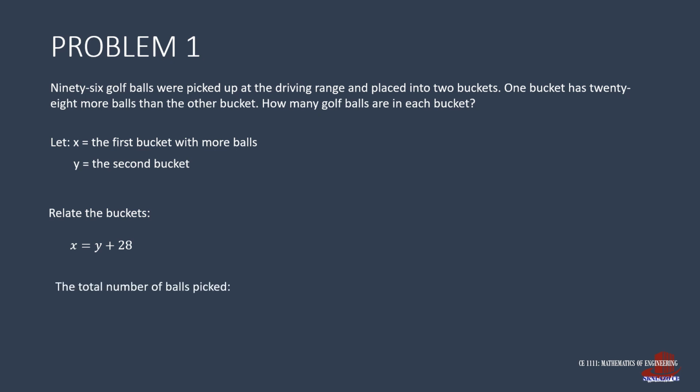Another equation to be observed is the total number of balls placed in both buckets, totaling 96. Write this as X plus Y equal to 96. From the previous interpretation, X is equal to Y plus 28. So convert all variables into Y to have Y plus 28 plus Y equal to 96. Simplify the terms and get 2Y plus 28 as 96. Transpose 28 to the opposite end and get 2Y as 68.